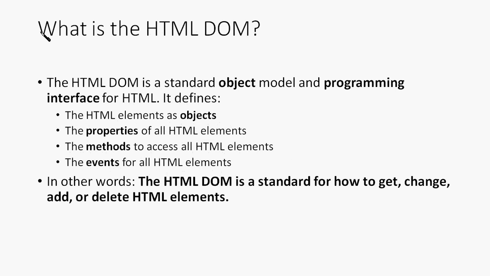HTML DOM is actually a standard object model and a programming interface for HTML. Here the HTML elements are viewed as objects. The properties of all HTML elements are defined. It also defines the methods to access HTML elements. It defines the events for all HTML elements. Or, the HTML DOM is a standard to get, change, add or delete HTML elements on a web page.